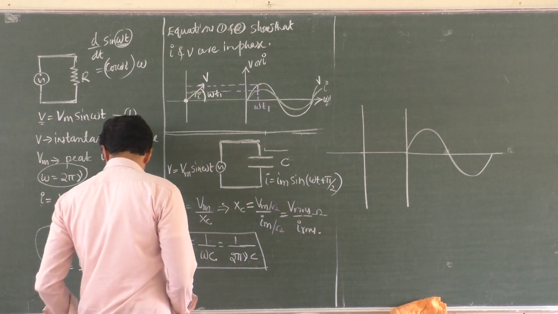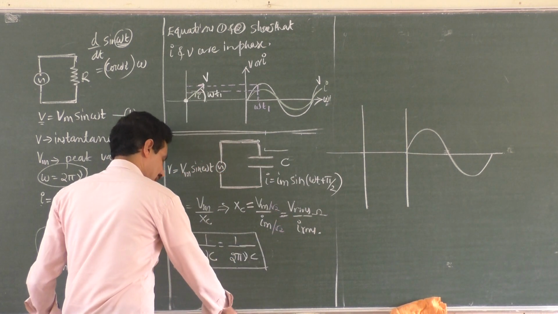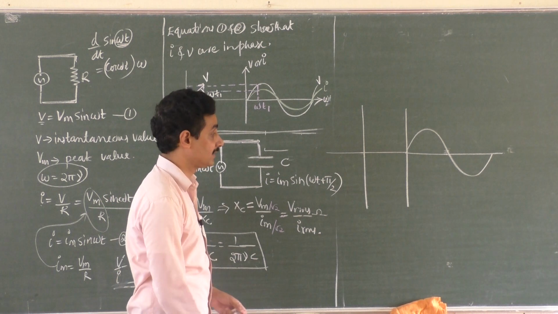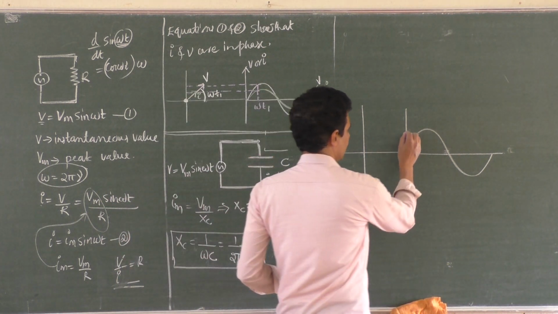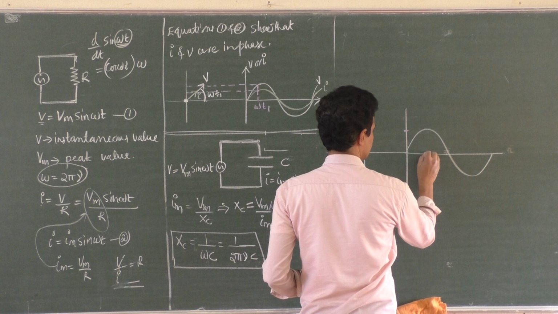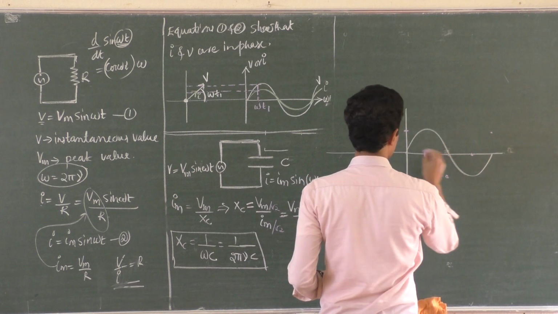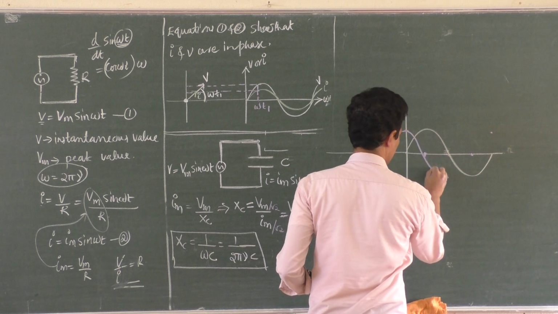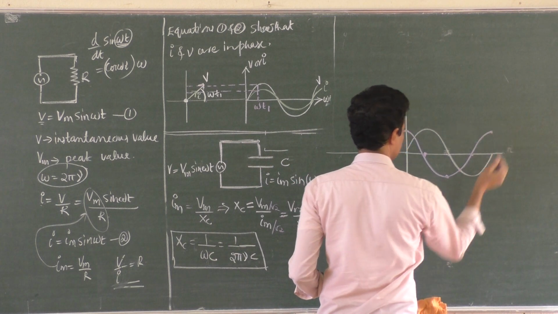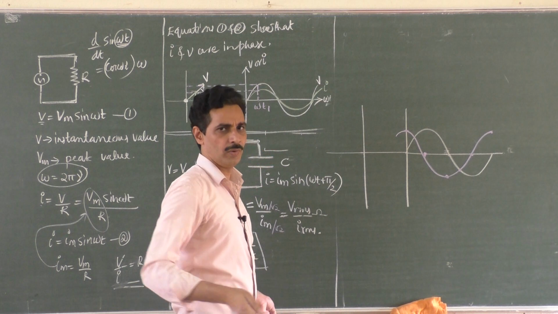So when voltage starts from 0, current will start decreasing from maximum to 0. You know this. So this is maximum and this is 0, this is minus maximum, this is 0, and here is plus maximum. So current will be going like this. You must be very careful while drawing this. You shouldn't draw as you want, right?